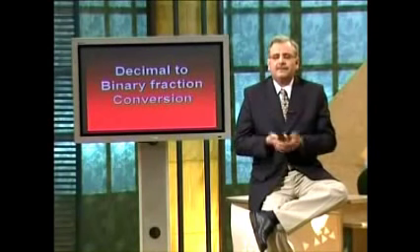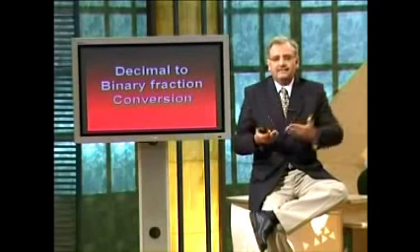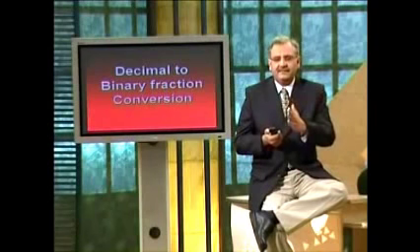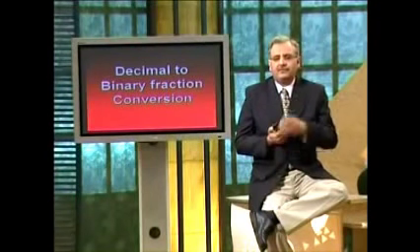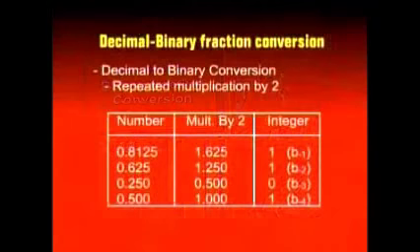Ultimately, the fraction part becomes 0. So that means the conversion has to stop. You have completed the conversion. So if you write out the integer parts that you had saved, that gives you the binary representation of the decimal fraction. Now, let's have a look at the conversion.